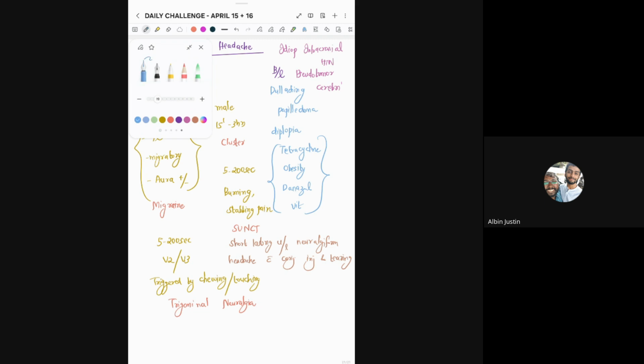Then you have a band-like headache for 4 to 6 months. It will be tension headache. Tension headache drug of choice will be NSAIDs.